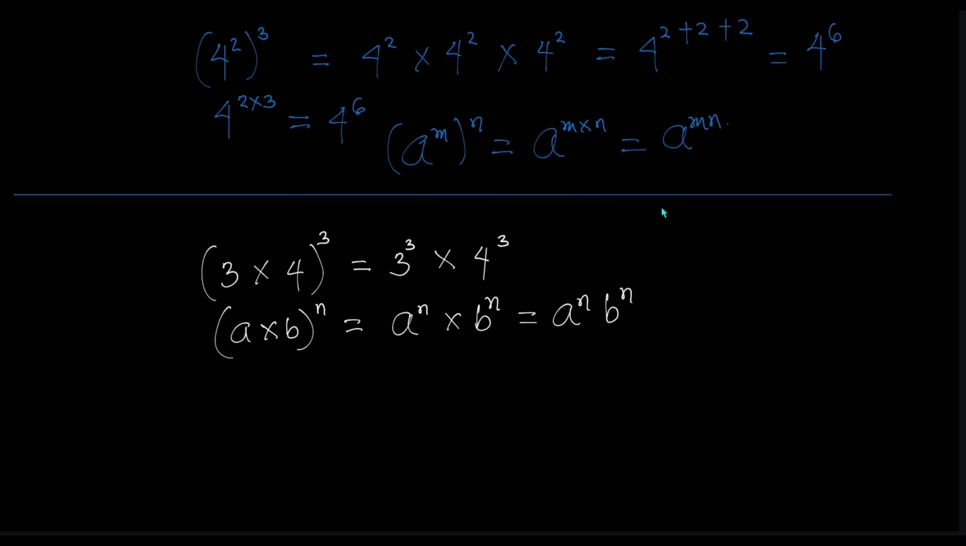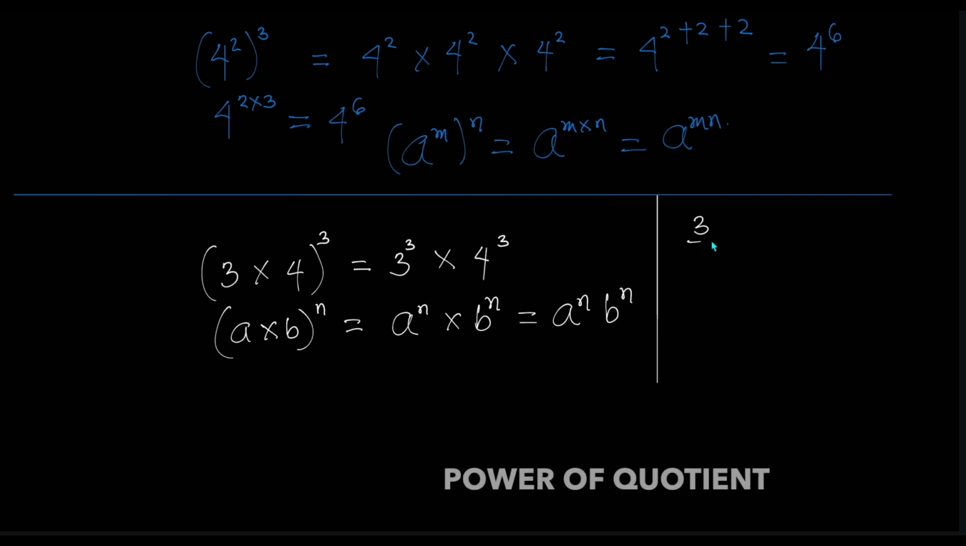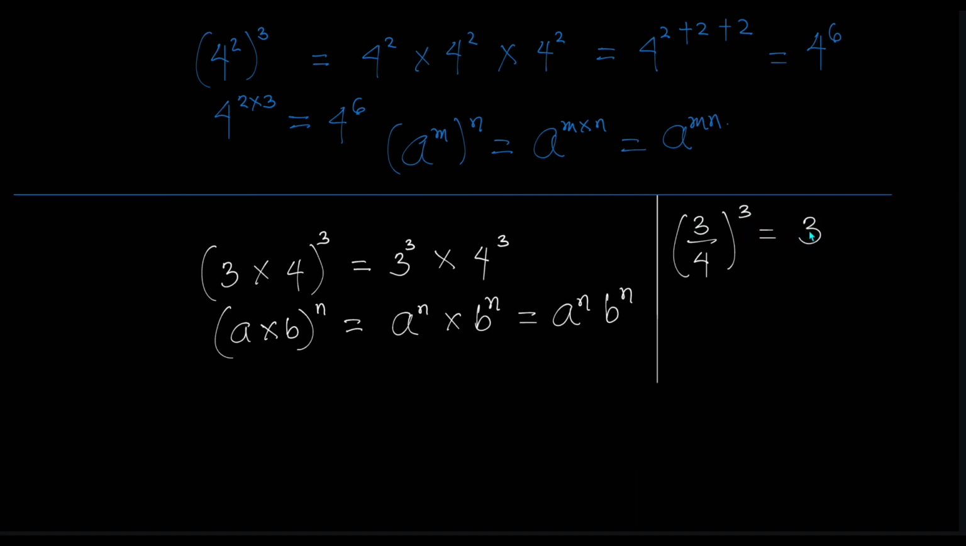Similarly, if you have a quotient, that is, you have 3 over 4 all raised to the power of 3, you can write this as 3 to the power of 3 over 4 to the power of 3.